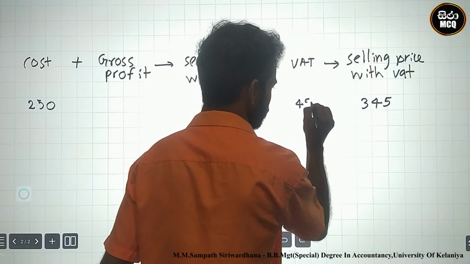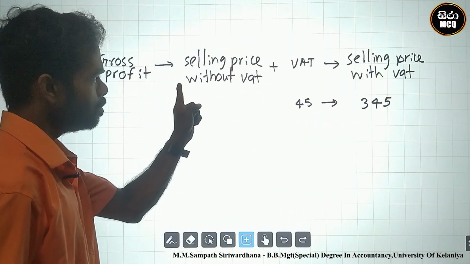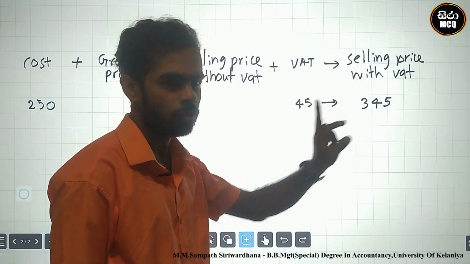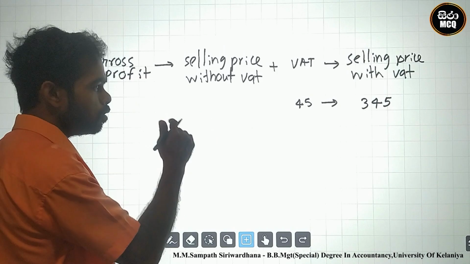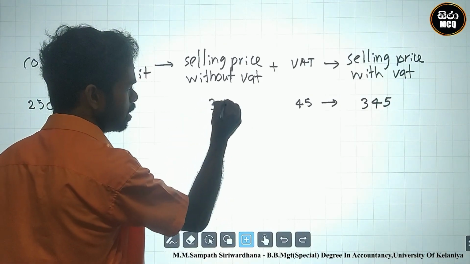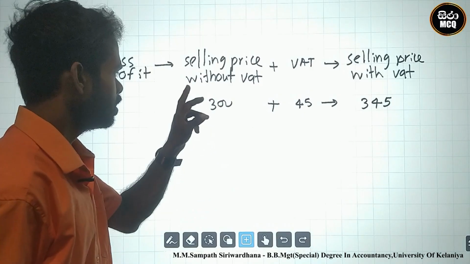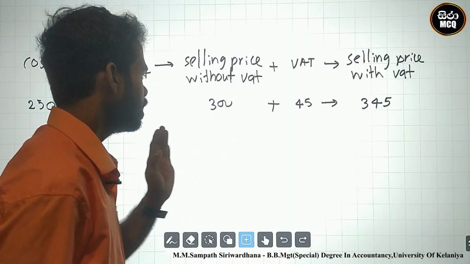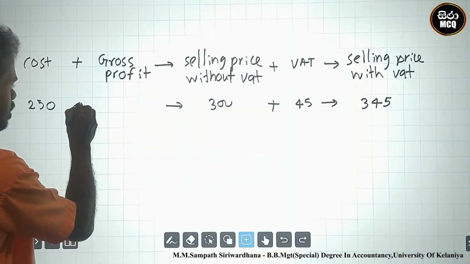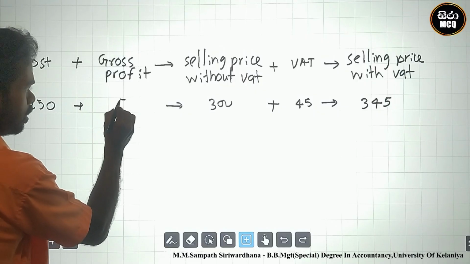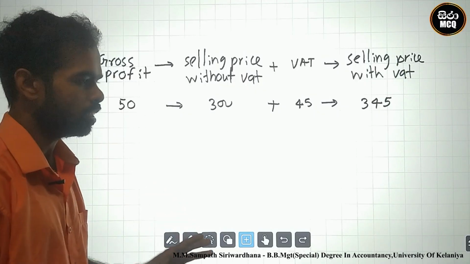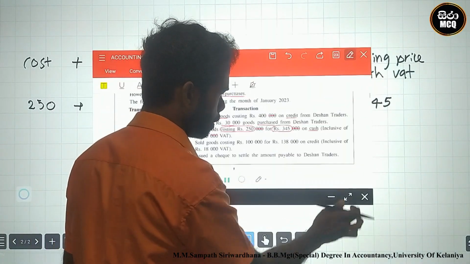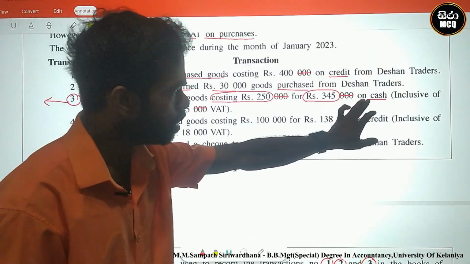What is the VAT amount? VAT amount is 45. What is the selling price without VAT? This selling price included 45 VAT, so without VAT the selling price is 300. Okay, 300 plus VAT amount 45, 345 is the selling price with VAT. Next, what is the gross profit? The gap between this one and this one, 50. This is the schedule for the goods sold on cash.